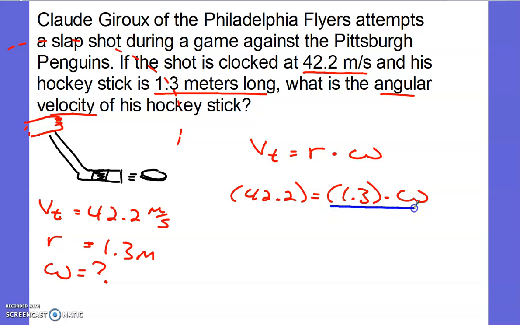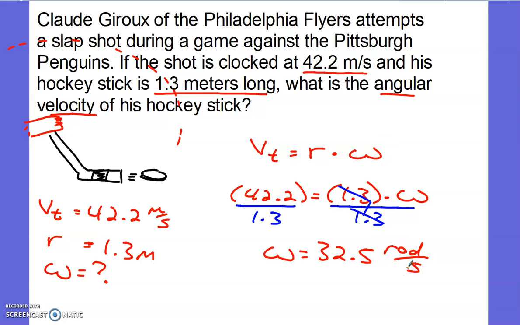We solve by dividing each side by 1.3. Or to get something connected by multiplication, we divide to get rid of it. This gives us an angular velocity of 32.5. And when we're using this formula here, we must use units of radians. In this case, radians per second.